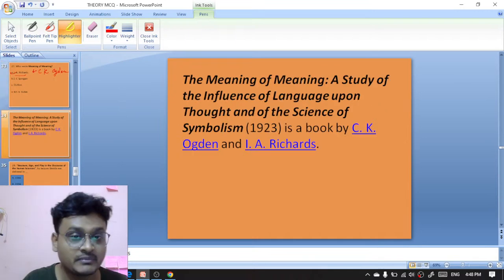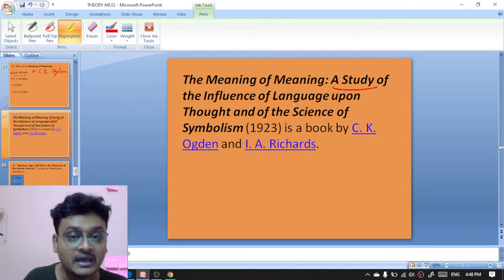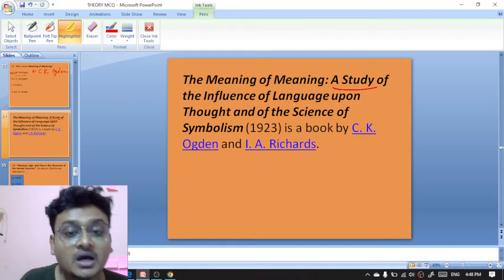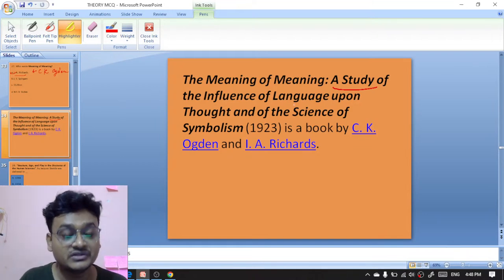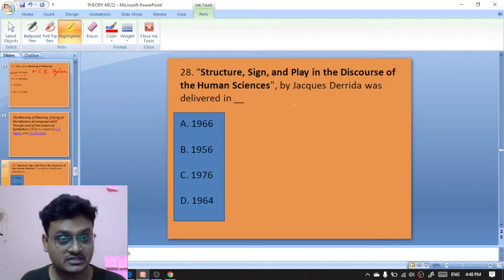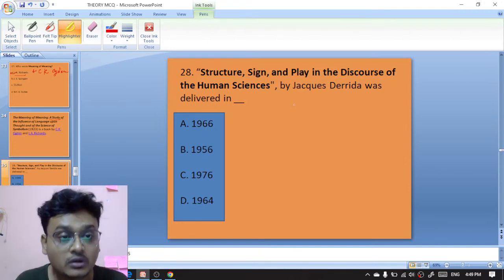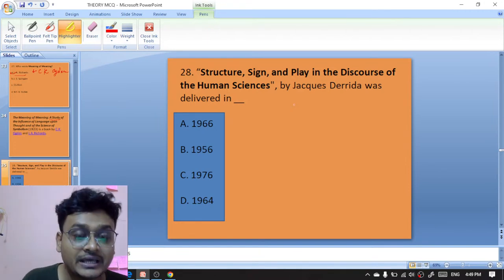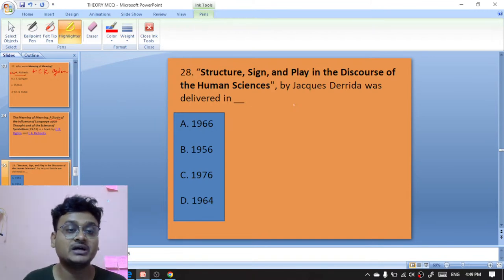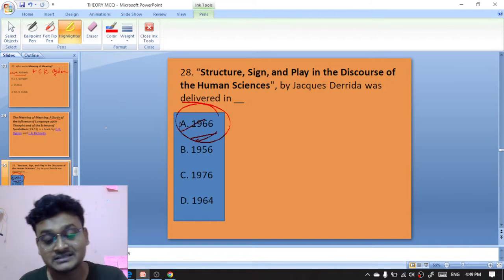Let's look at the explanation here. The Meaning of Meaning, and its subtitle is A Study of the Influence of Language Upon Thought and of the Science of Symbolism, published in the year 1923. And this work was written in collaboration with C.K. Ogden and I.A. Richards. Structure, Sign and Play in the Discourse of Human Science. This magnum opus was written by Jacques Derrida and delivered in 1966 (the options were 1966, 1956, 1976, 1964). So A is the right option, 1966.